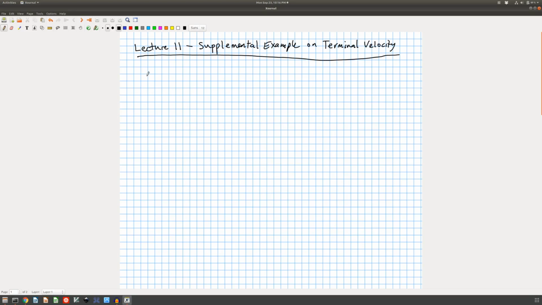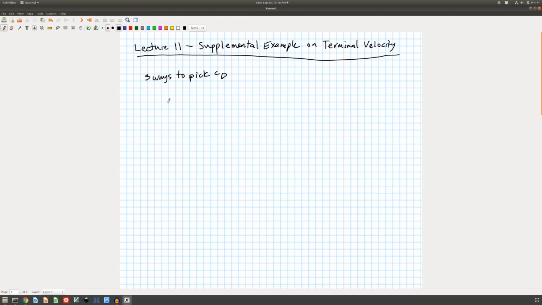Hi class, I wanted to show you this supplemental example on terminal velocity. In class I talked about solving terminal velocity problems, and I said that there were three different ways to pick an expression for CD. So I'll write that: three ways to pick CD.